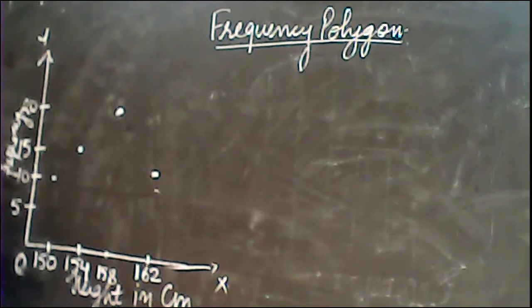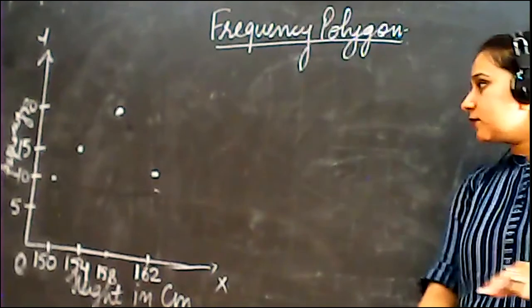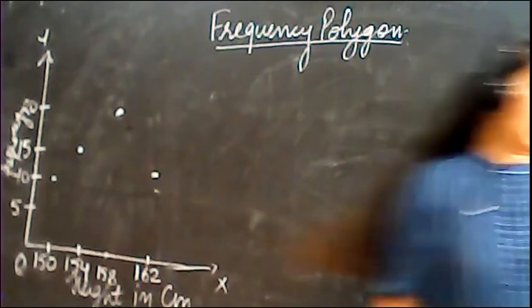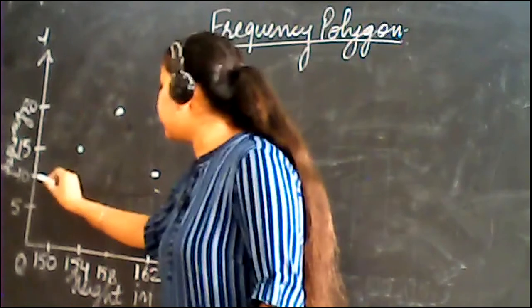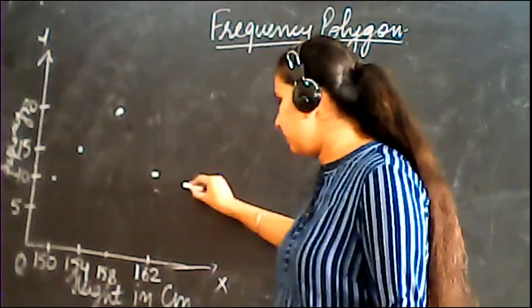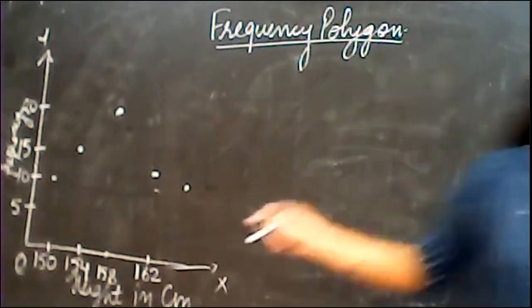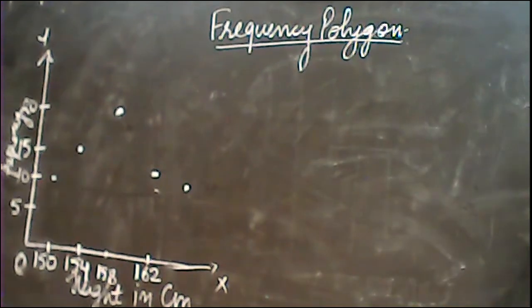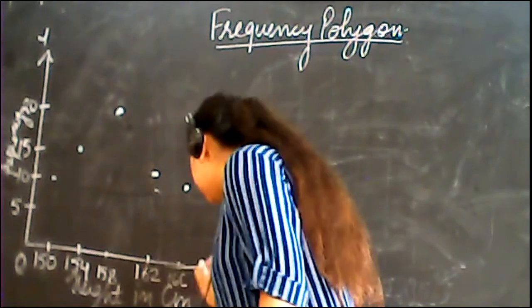And afterwards, students, the next interval we have is 166 to 170, and the frequency is 8. So it can be here: 10, 9, 8. We can mark it here, right? And the interval is 166 to 170, so 166 here, and this is 170.